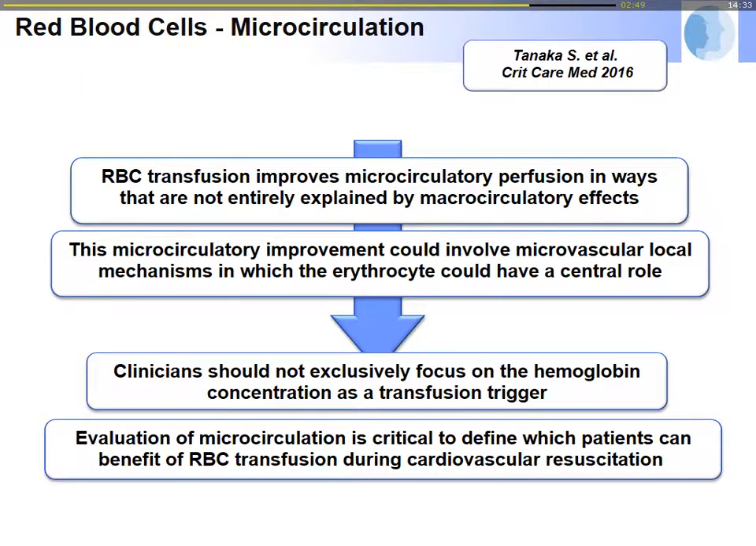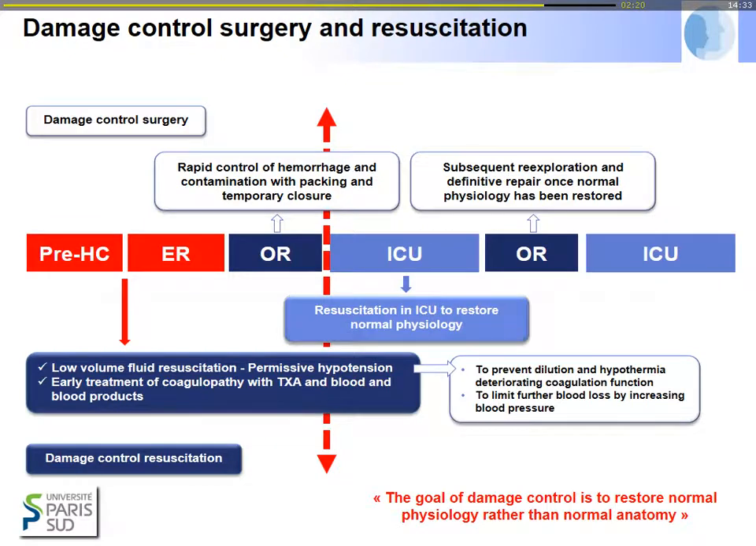So maybe we have to not focus exclusively on the hemoglobin concentration as a transfusion trigger, and clearly we need more tools to analyze microcirculation and to know what is the optimal hemoglobin level for microcirculation.